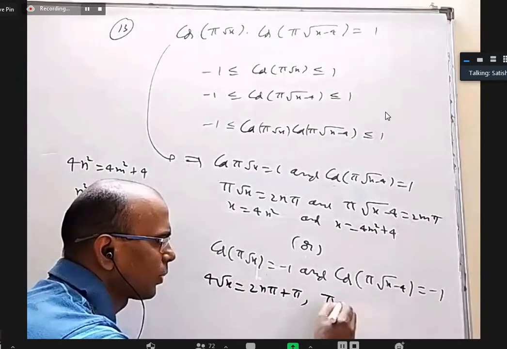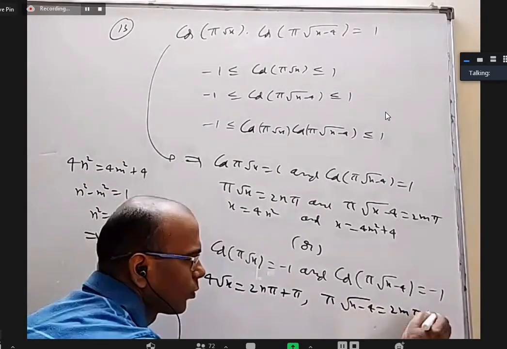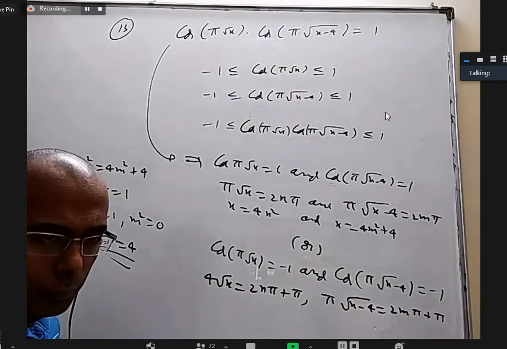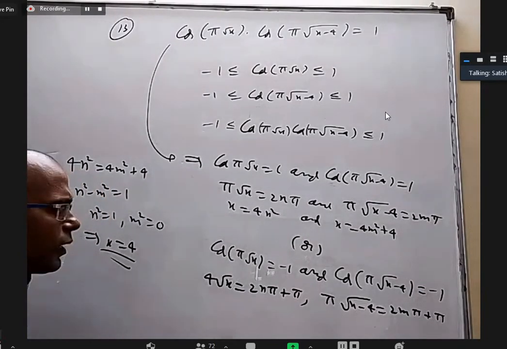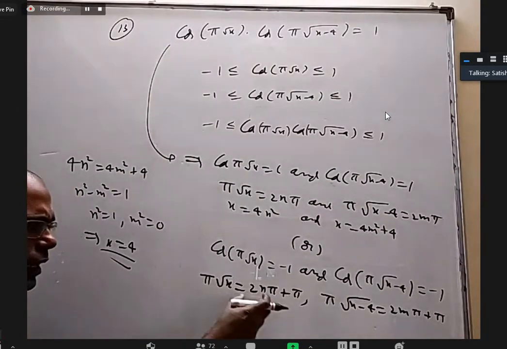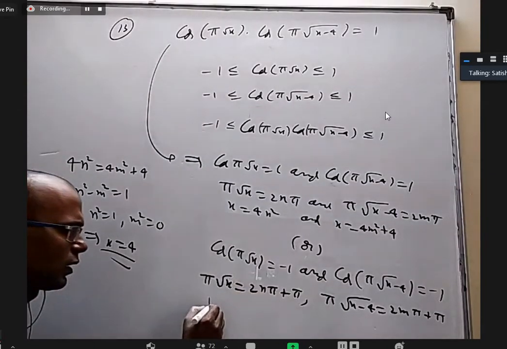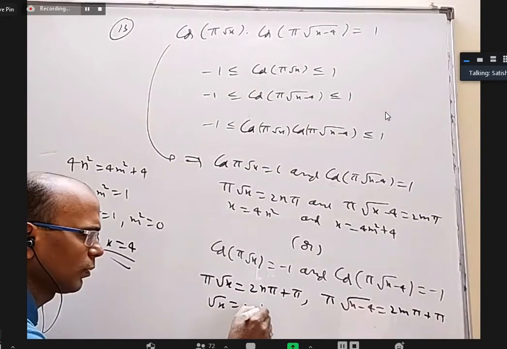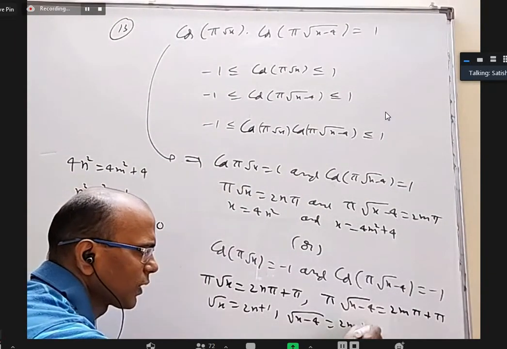And here pi root (x minus 4). Oh, pi root x, thank you. Yes, sir. So it should be a multiple of 2 pi plus pi. Here also the same. When I cancel pi, I get root x equal to 2n plus 1, and root (x minus 4) equal to 2m plus 1.